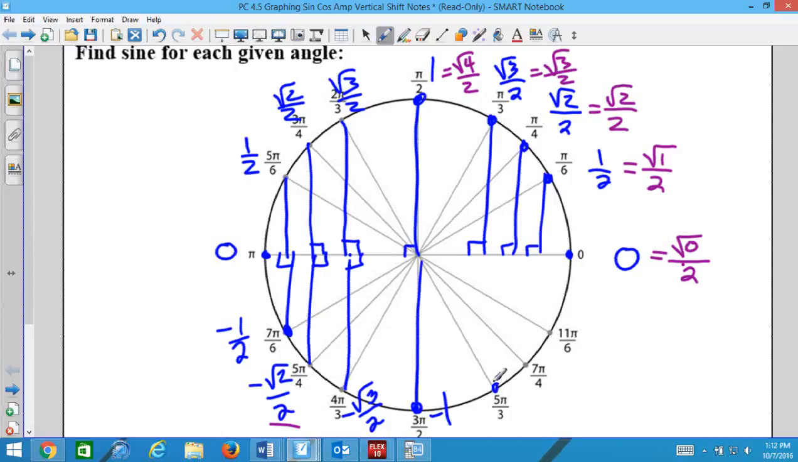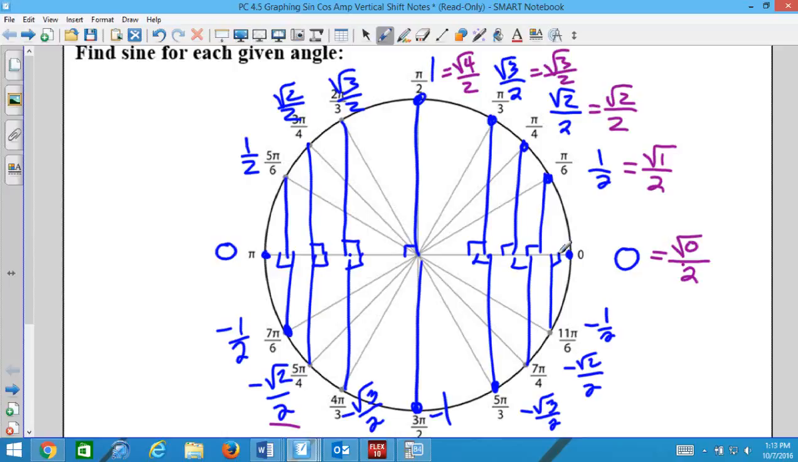And then I'm going to go ahead and fill in the rest of those. We've got negative square root of 3 over 2. Now we're starting to get closer to 0 again. Negative square root of 2 over 2, negative 1/2, and then 0. So all of those numbers are coming from the length of those blue lines that I drew in. That's where these numbers are coming from. It's the y value.